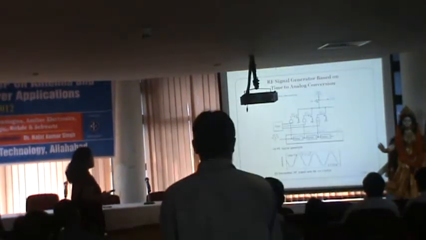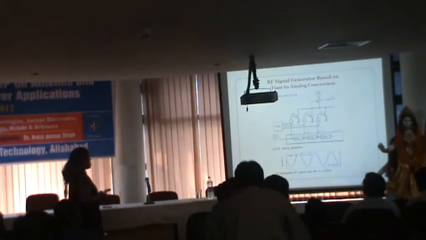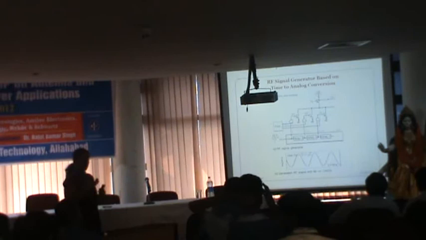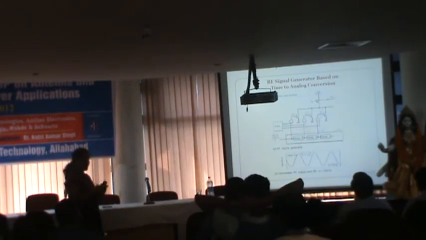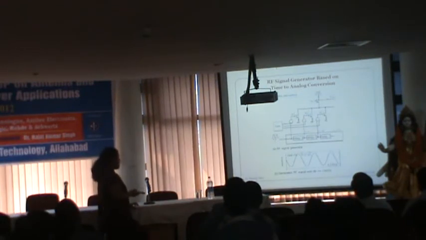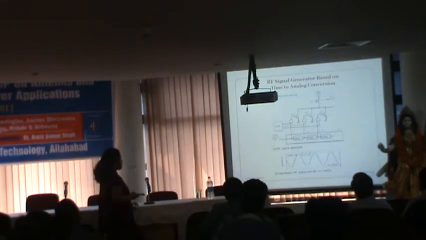Now, one more component we have here is the RF signal generator based on the time to analog converter. It has the opposite functionality of the TDC. What it does is generate the RF signal, and this has been implemented in 90 nanometer CMOS.